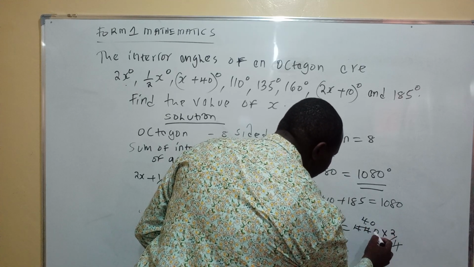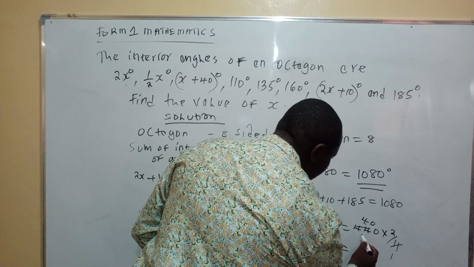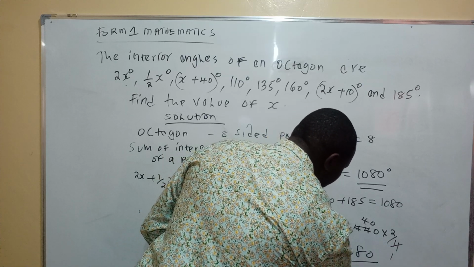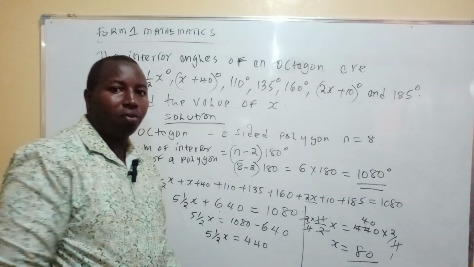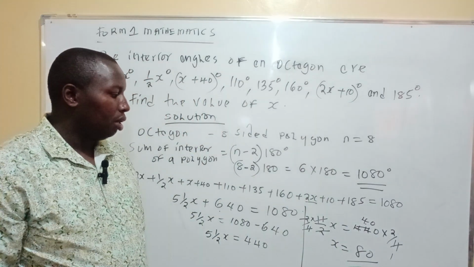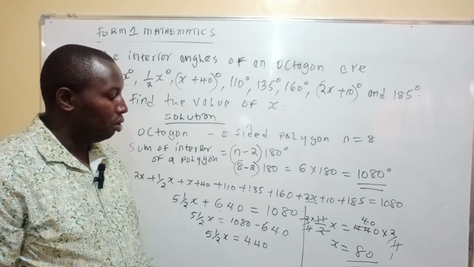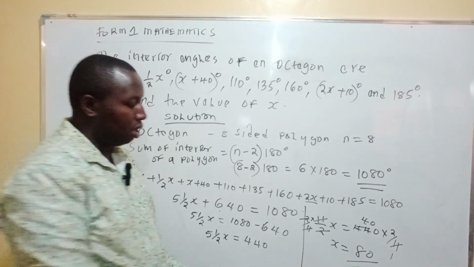So our value of x is equal to 440 divided by 11, that is 40 times 2. You get that is the value of x. So the value of x is equal to 80 degrees.